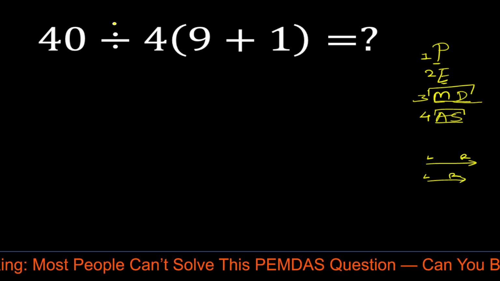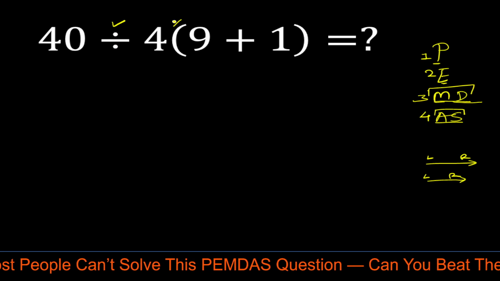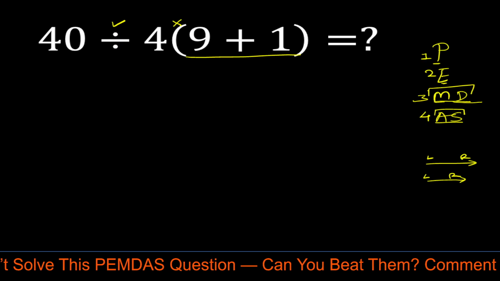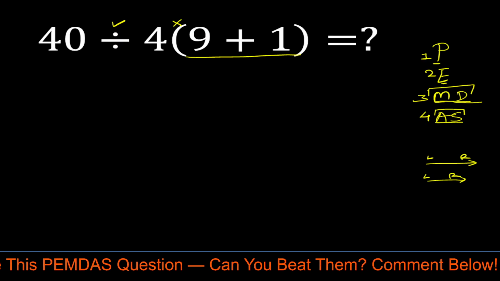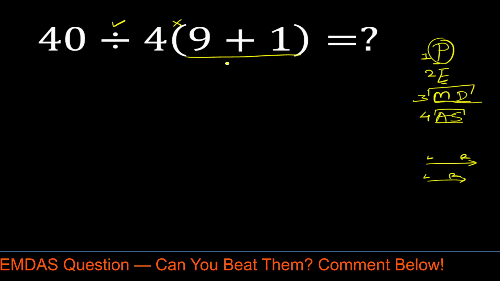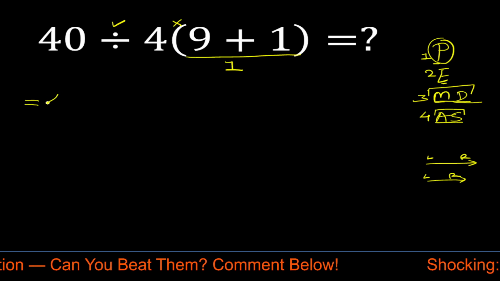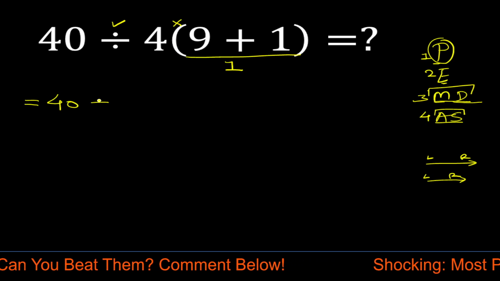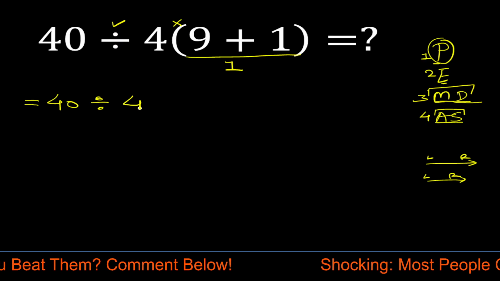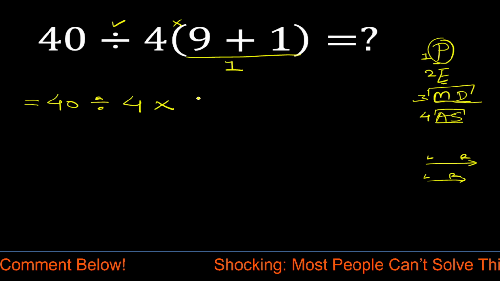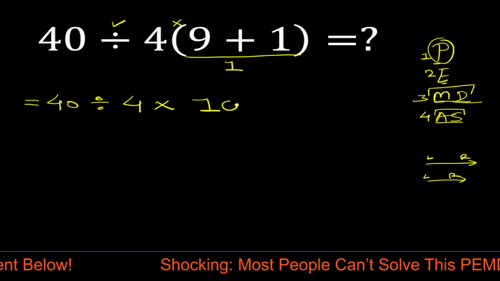So in this question, here we have one division, here multiplication, and here we have one parenthesis. So according to PEMDAS rule, first we have to solve parenthesis, right? So first we have to solve this parenthesis. So now 40 divide 4 times. Now solve this parenthesis. 9 plus 1 is equal to 10, right?